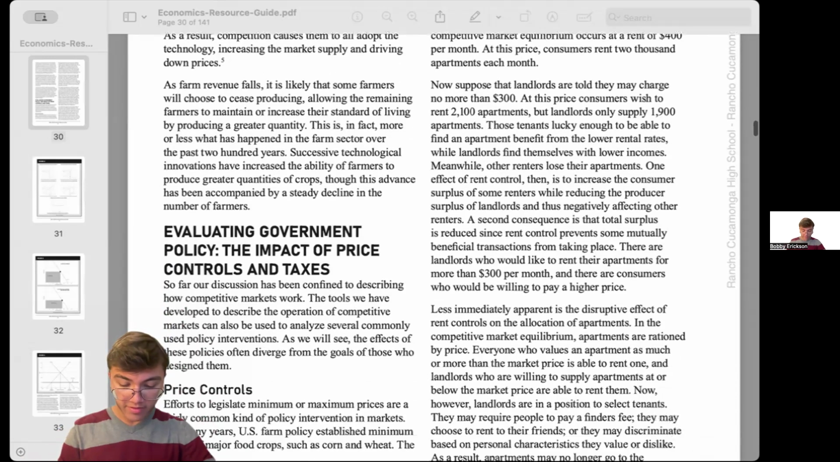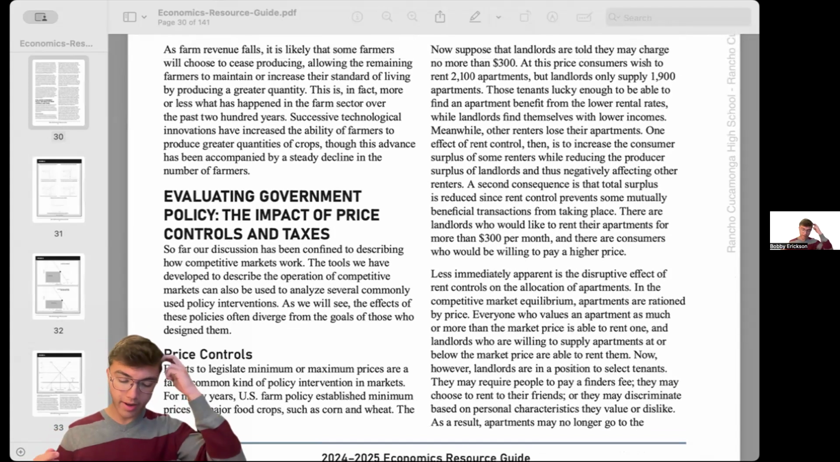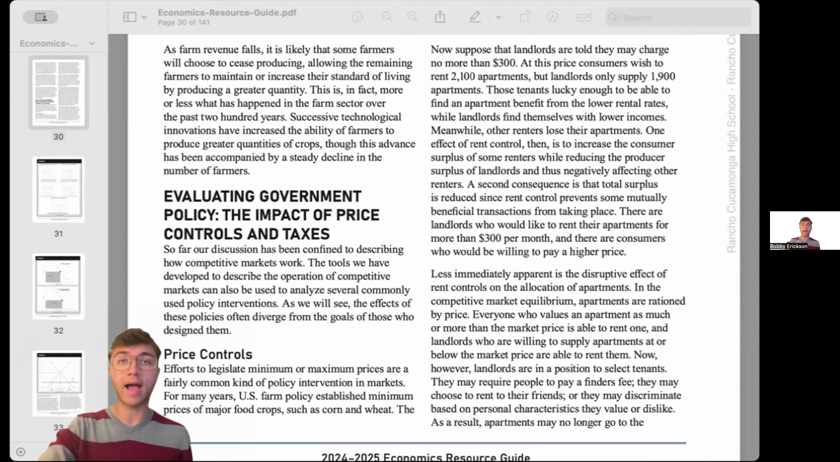So that was this section, and next we're going to be able to talk about evaluating government policy and government policy as a whole, and how that impacts a lot of what we've even still been talking about, supply and demand.